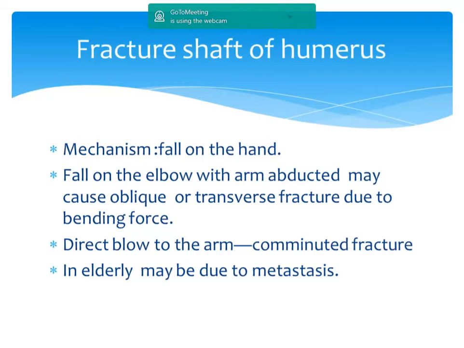And of course, in elderly people, humeral shaft as well as proximal humerus fractures are also common due to some pathological conditions like osteolytic lesions and metastatic lesions. These are quite common and they lead to fracture.